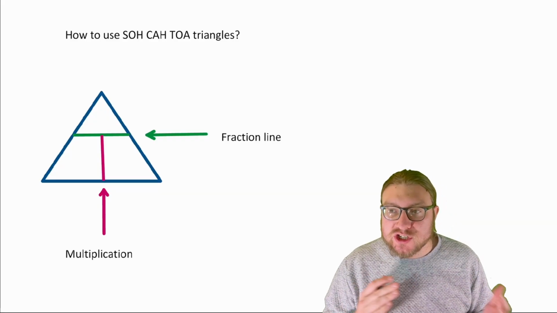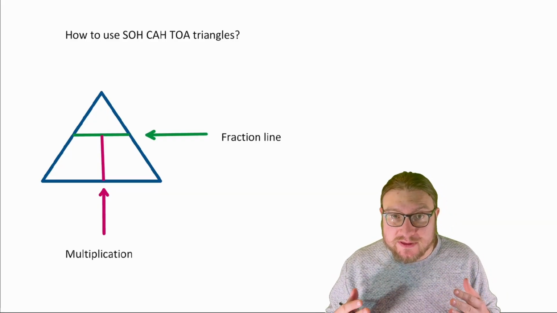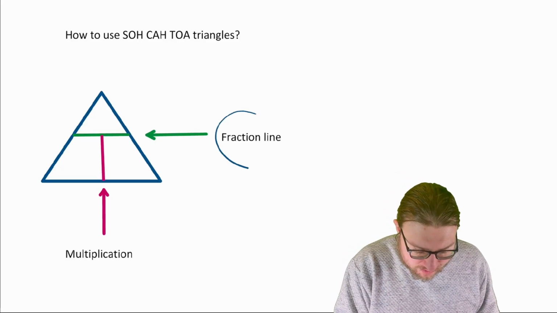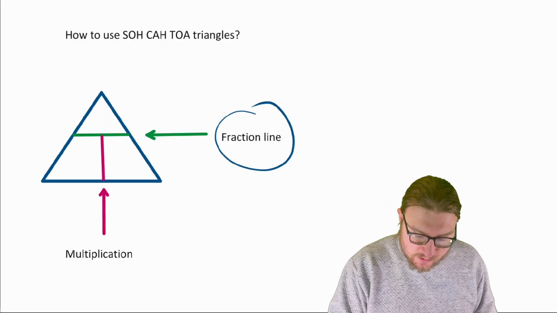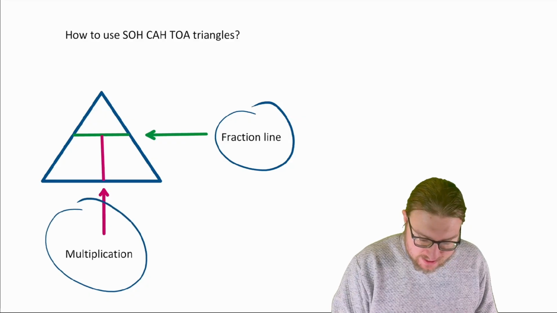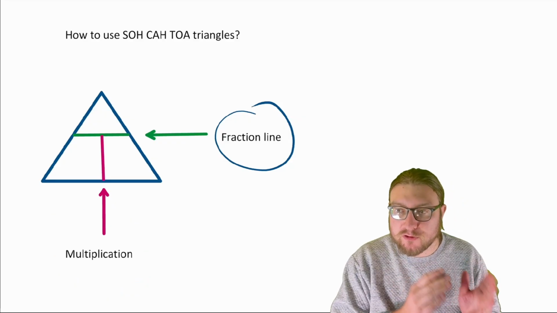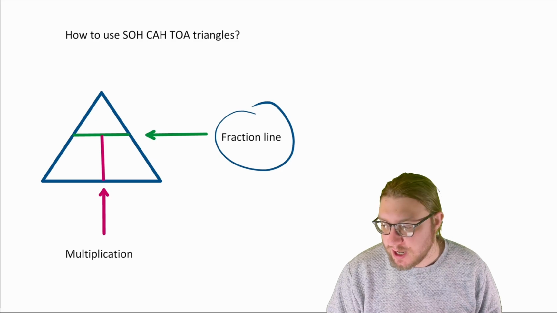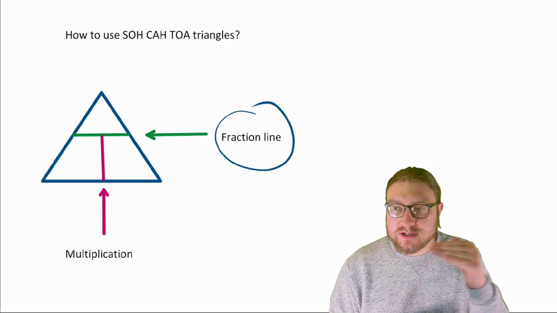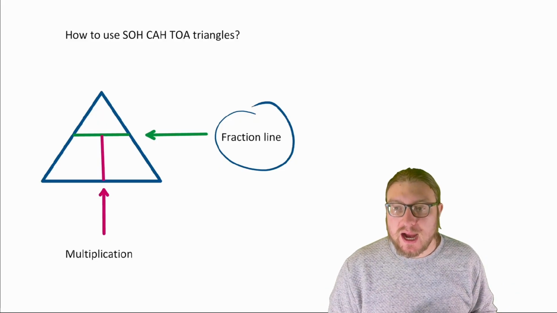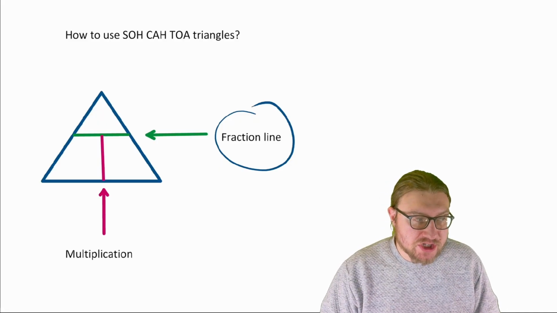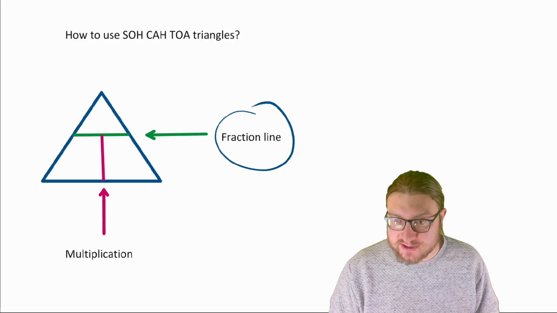So let's have a look how we actually use these triangles, because if you're able to replicate them, we can very quickly and very easily get to answers. We separate our triangle into a fraction line, which separates the bottom and the top half. We're also separating it by a vertical line, because that is the front and the end part of the SOH CAH TOA triangles. So if we now remember that the green line, the horizontal line, is a fraction line, and the vertical line means multiplication, we can now use that much easier to get the answers using these triangles.